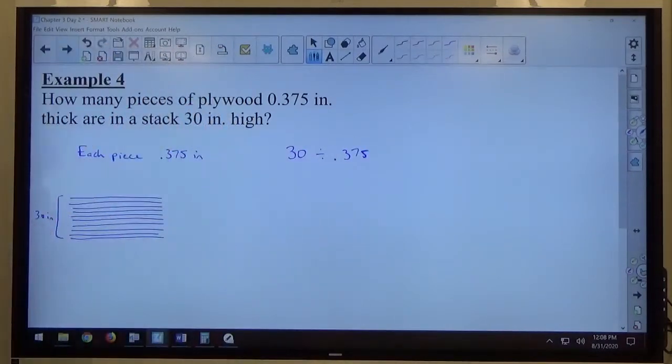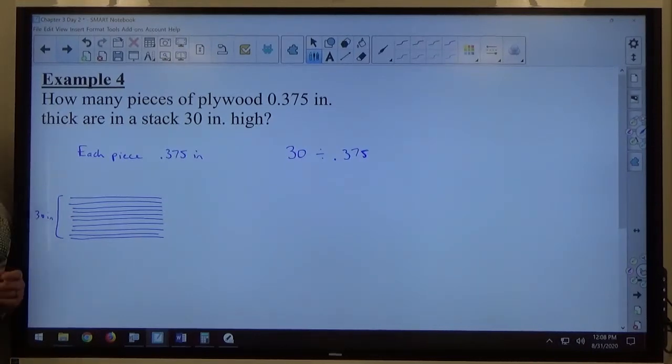Is that going to be more than 30 or less than 30? Less than 30 divided by 0.375. Why, or I heard less than, more. Let's go with, why do you think more? Because obviously it's a smaller number than 30. Usually when we divide, we get bigger numbers usually, right? Usually. All right, 0.375 is less than 1, right?